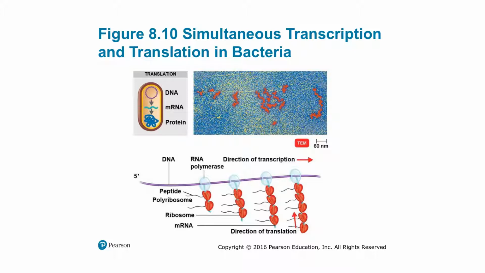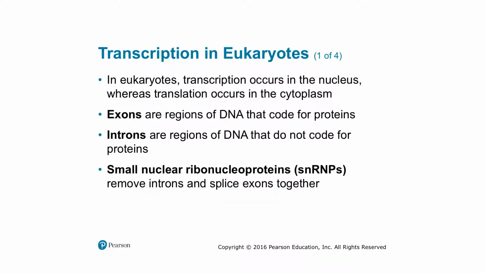And so simultaneous transcription and translation in bacteria, basically what it does is it takes the RNA polymerase and it spits it straight into a ribosome, and that ribosome is going to start making the proteins coming out of it, which is really an interesting thing if you start to think about it.